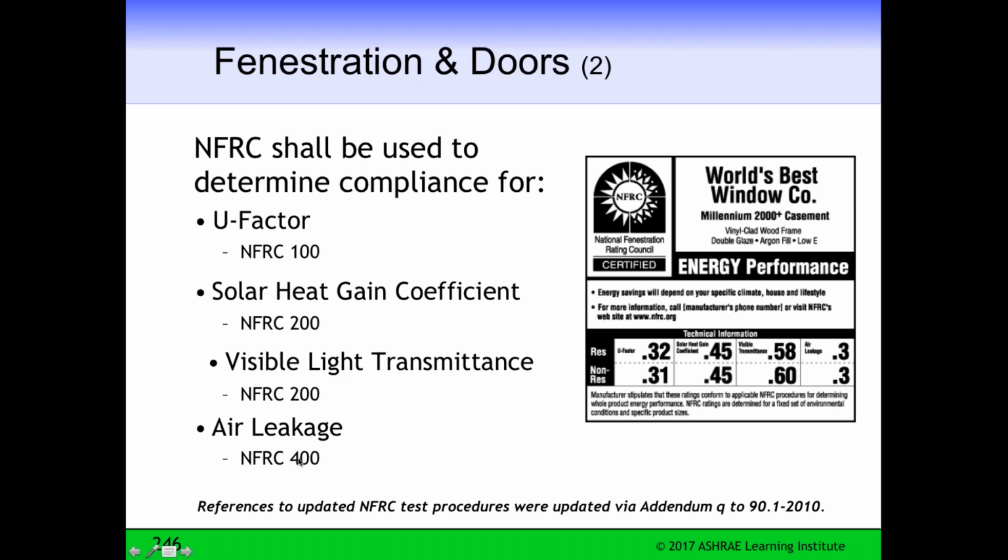Now, these are test procedures that the manufacturer of the window performs and pays for, to produce labels like those on the right, which indicate the U factor, the solar heat gain coefficient, visible transmittance, and air leakage for the window assembly, not just the glass, but the window assembly for typical sizes under reference test procedures. The committee has gone to great lengths to encourage the use of NFRC test procedures.